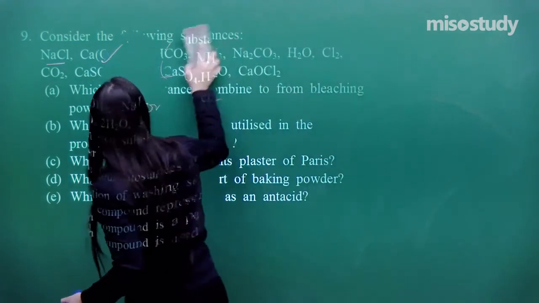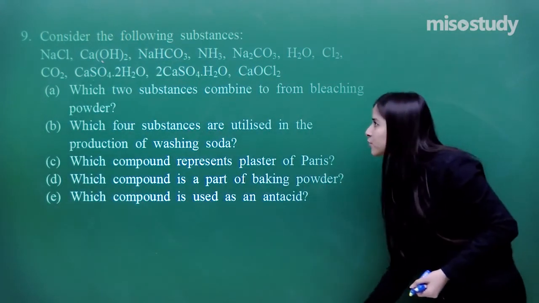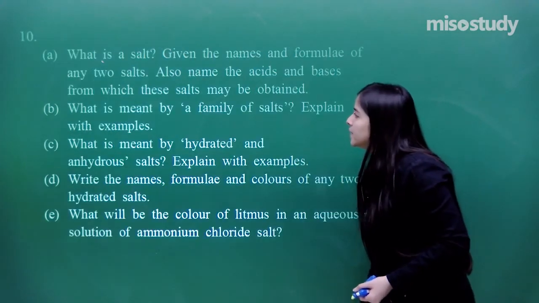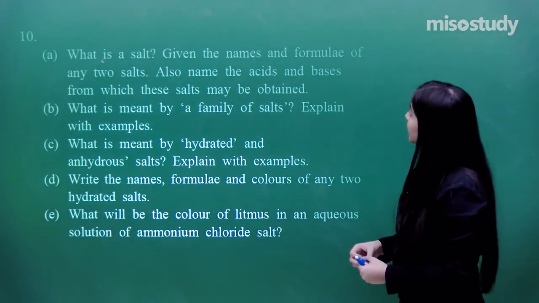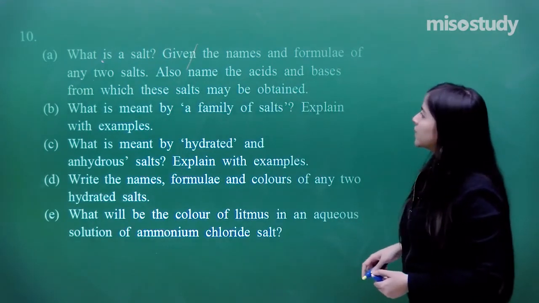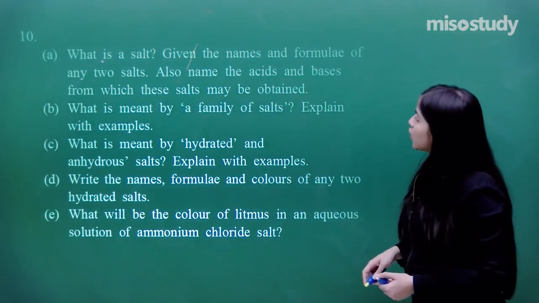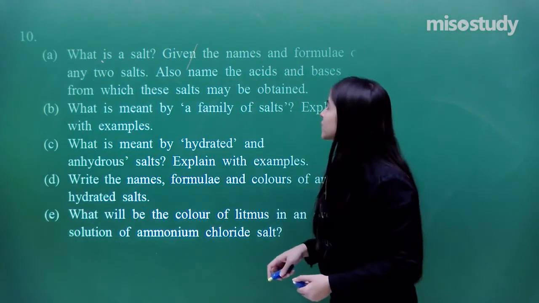So we are left with only one question, that is question number 10, and let us have that question finally. Okay, what is a salt? Give the names and formulae of any two salts. Also, name the acids and bases from which these salts may be made.